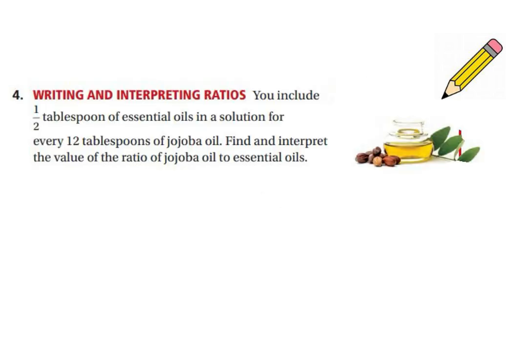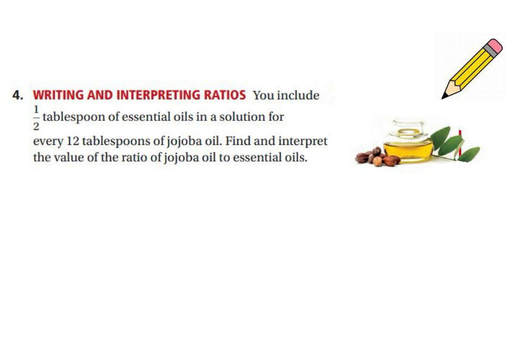So now we have some story problems. Writing and interpreting ratios. You include 1/2 tablespoon of essential oil in a solution for every 12 tablespoons of jojoba oil. Find and interpret the value of the ratio of jojoba oil to essential oils. So here we are essentially looking for unit rate. How much essential oil per tablespoon of jojoba oil?